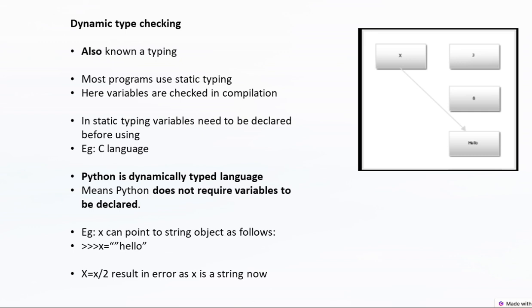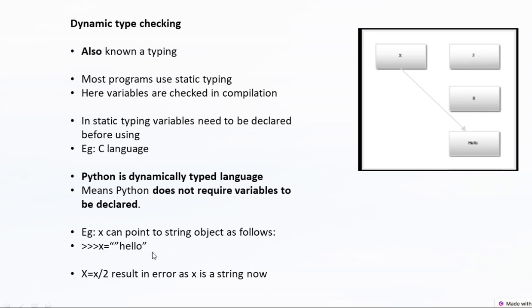So that means it's a static typing language. C is a static typing language, but Python does not require initialization. You do not need to declare which data type the variables belong to. So that's why Python is called a dynamically typed language. Python is dynamically typed because it does not require variables to be declared.